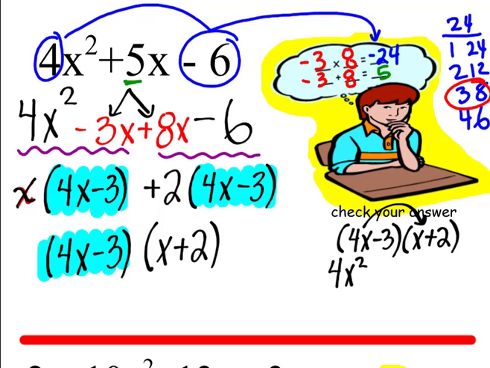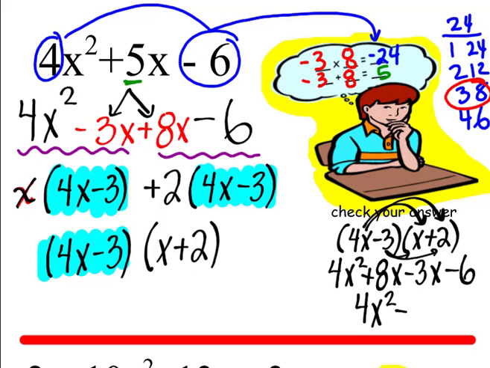4x times x is 4x squared. 4x times 2, 8x. Negative 3x. And minus 6. So I have 4x squared plus 5x minus 6. And that does match what I started out with on the other side.